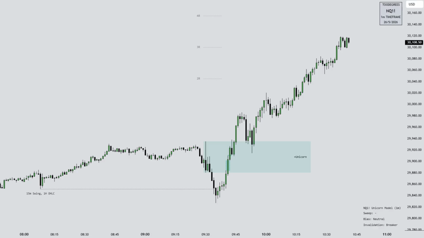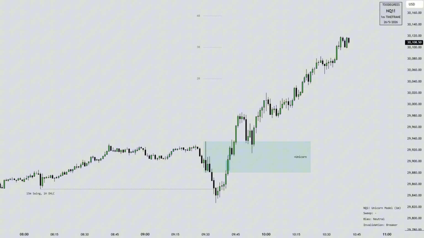Now, this is where context becomes important. Instead of continuing lower after the sweep, price immediately started rejecting the lows with strong displacement back to the upside. That displacement is one of the key things the unicorn model is looking for. It's not just identifying random fair value gaps or random retracements, it's specifically identifying moments where liquidity is taken, structure shifts, and aggressive delivery returns in the opposite direction. The model then prints the unicorn zone directly inside that reaccumulation phase after displacement confirms.